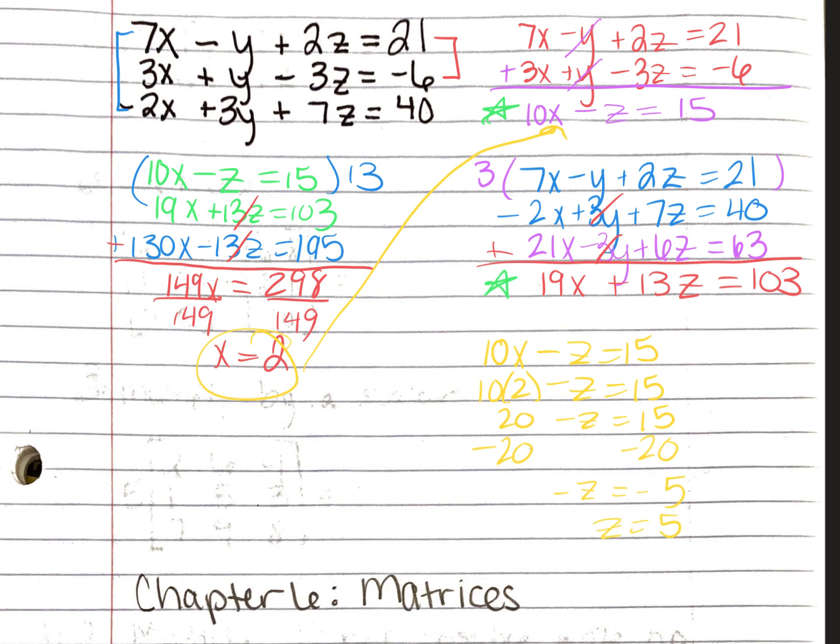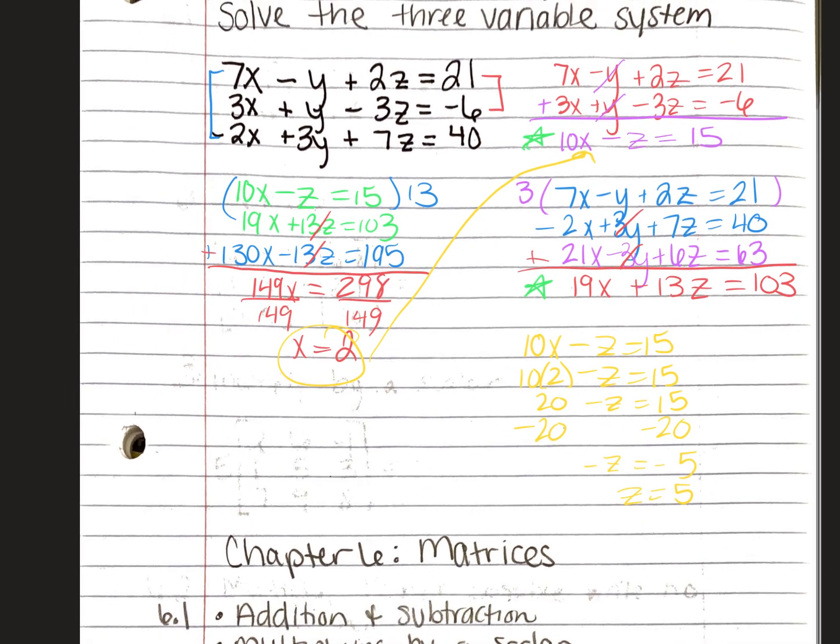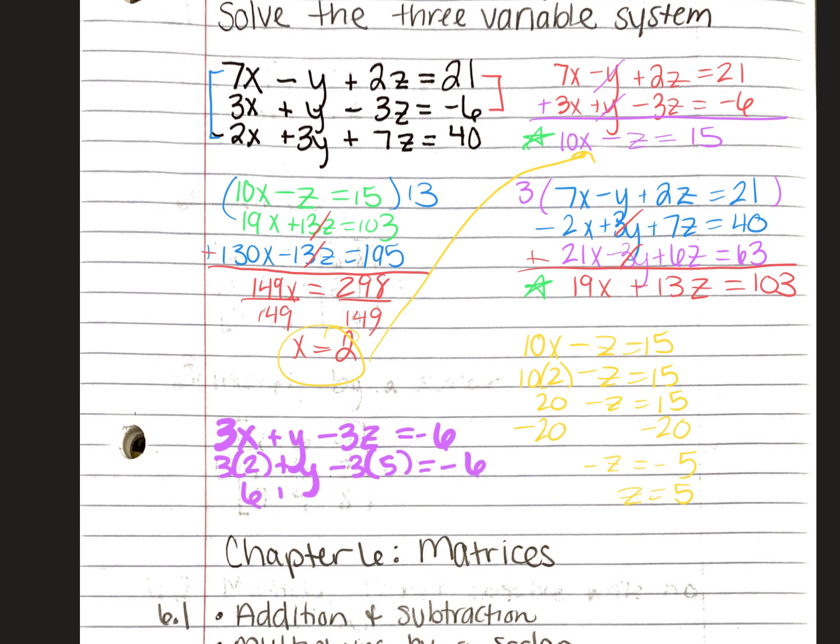And now we will take both of those and plug into an original equation. I'm going to pick the middle one just because it's got smaller numbers. But you can plug into any of your original 3. So 3x plus y minus 3z is negative 6. 3 times 2 plus y minus 3 times 5 is negative 6.